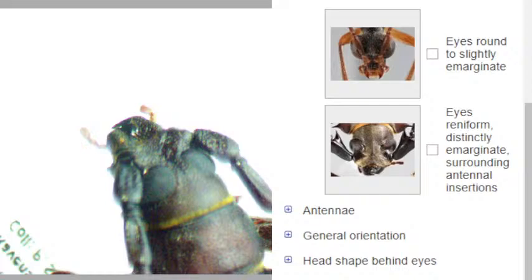So as we're looking at his eyes and where his antenna touches his head, we're looking at whether the eyes are round to slightly emarginate or if they're reniform, surrounding the antennal insertions. Most longhorn beetles are going to have these reniform eyes, and ours very much does.